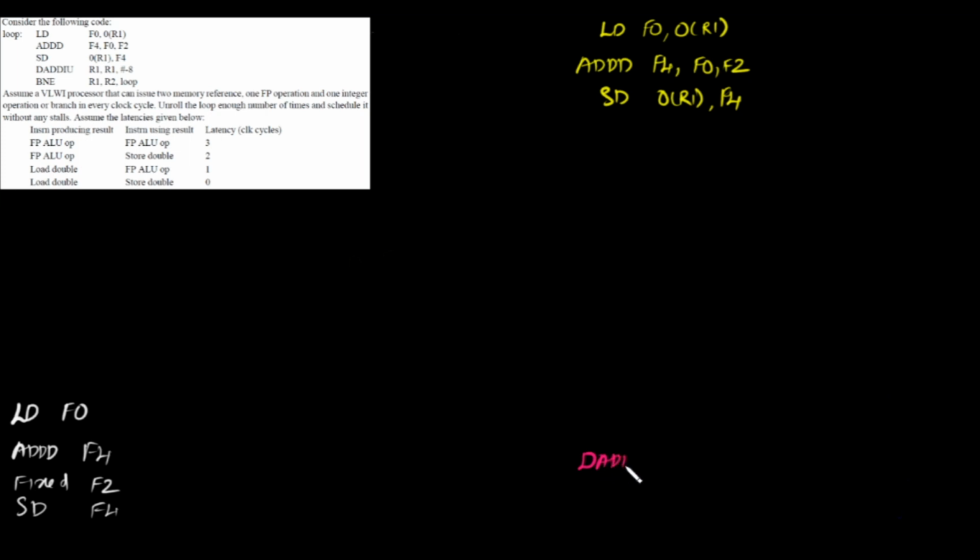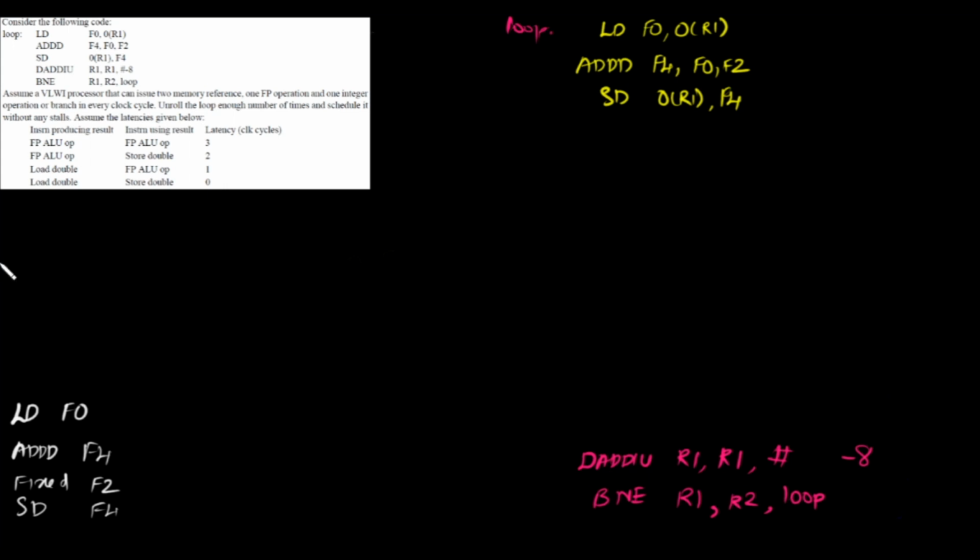DADDIU R1, R1, and we are going to decrement each and every time by -8. In the previous question it was positive; here we are going backwards, so a negative 8. But from the stack point of view, we are going forward. Okay, so this is the loop fix-up code, and the loop will come here.